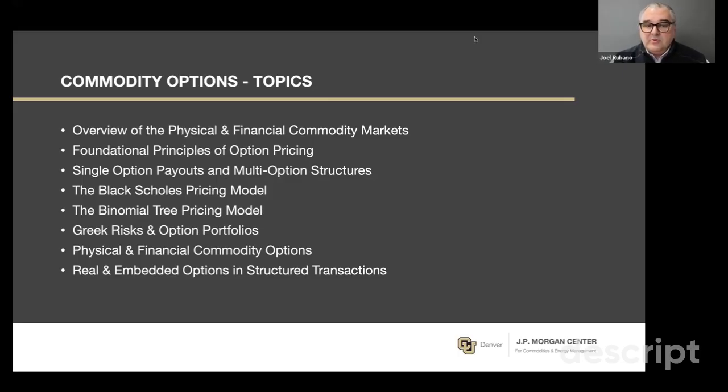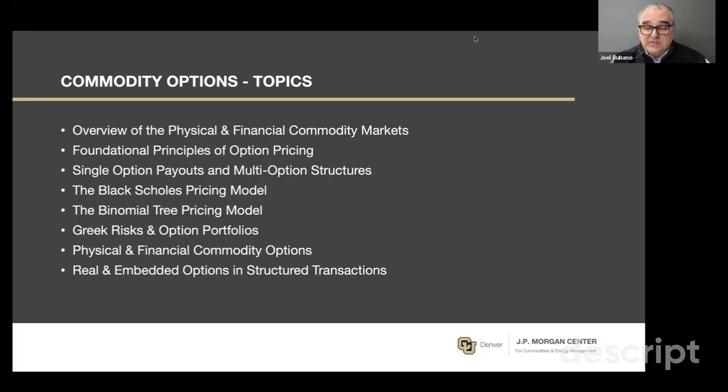We'll look at the foundational principles of option pricing, how option pricing actually works, what an option is, how it functions, the mechanics of an option as an instrument. We'll look at single option payouts and multi-option structures. Options offer tremendous flexibility. You can buy or sell one single option and use that as a position, or you can combine 2, 3, 4, 5, 8, as many options as you'd like into what's called a structure that has very unique, very specified performance characteristics.